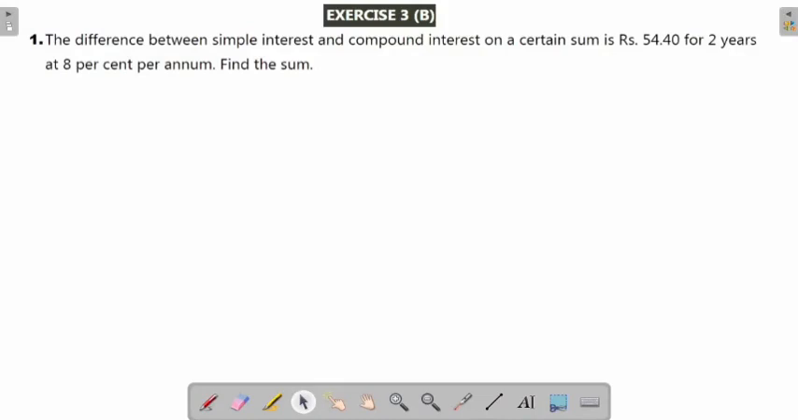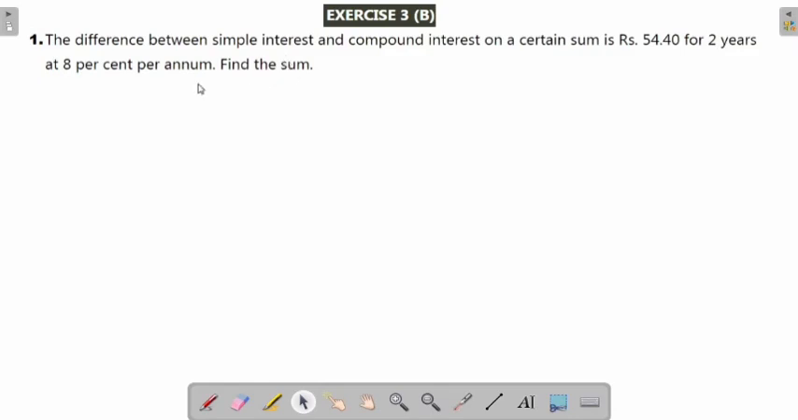From exercise 3B, the first question is: the difference between simple interest and compound interest on a certain sum is rupees 54.50 for 2 years at 8% per annum. Find the sum. So basically here the question is asking you to find the principal.